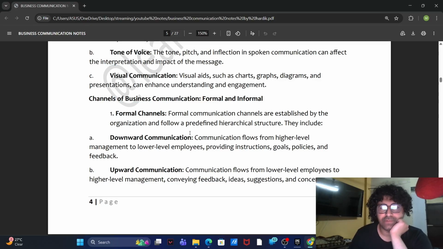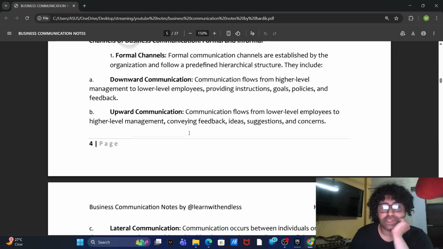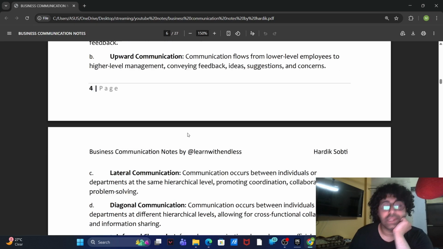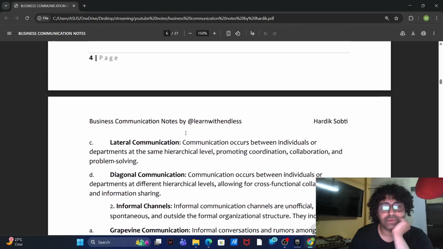Let's go to the formal ones first. Formal channels. Formal communication channels are established by the organization and follow a predefined hierarchical structure. They include downward communication, upward communication, lateral communication, diagonal communication.